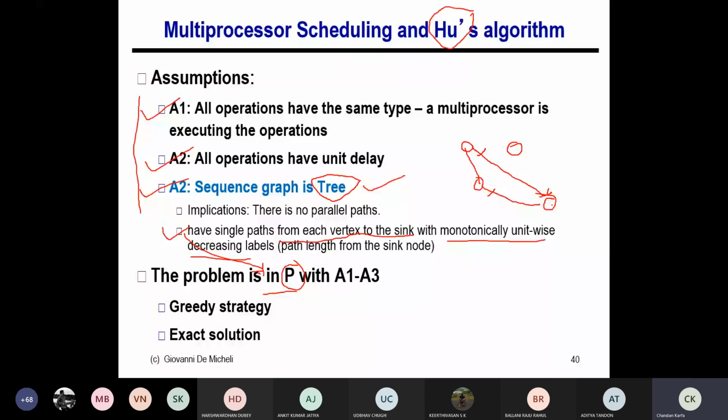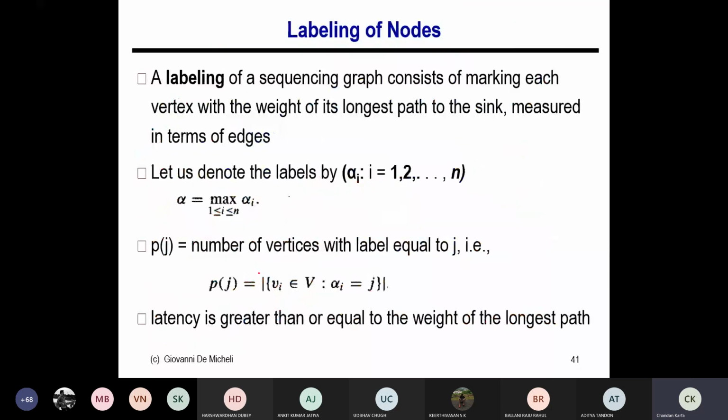of the nodes. So labeling is something, as I mentioned in the previous slide also, that is basically used to identify the longest path from the sink to a particular node, right? So you know the sink node, you see what is the length of the path. From the sink node, what is the longest path, and that particular value is the level of that node, right? So let us assume that alpha_i is the level of a particular node v_i. Okay, so alpha_i is the length of the longest path from the sink node to that particular node v_i. Okay, and alpha is the maximum of all such levels, right?